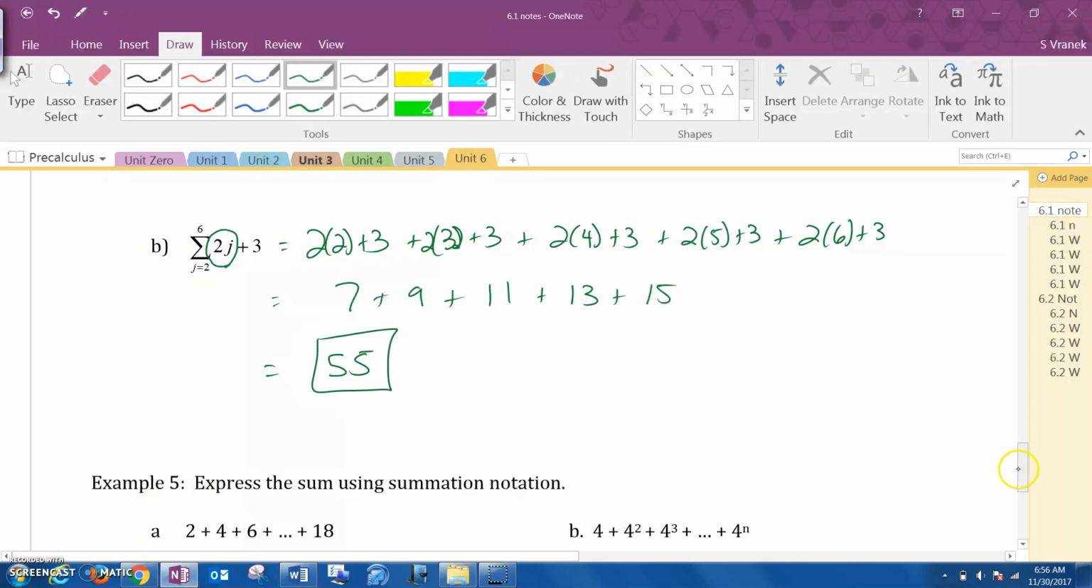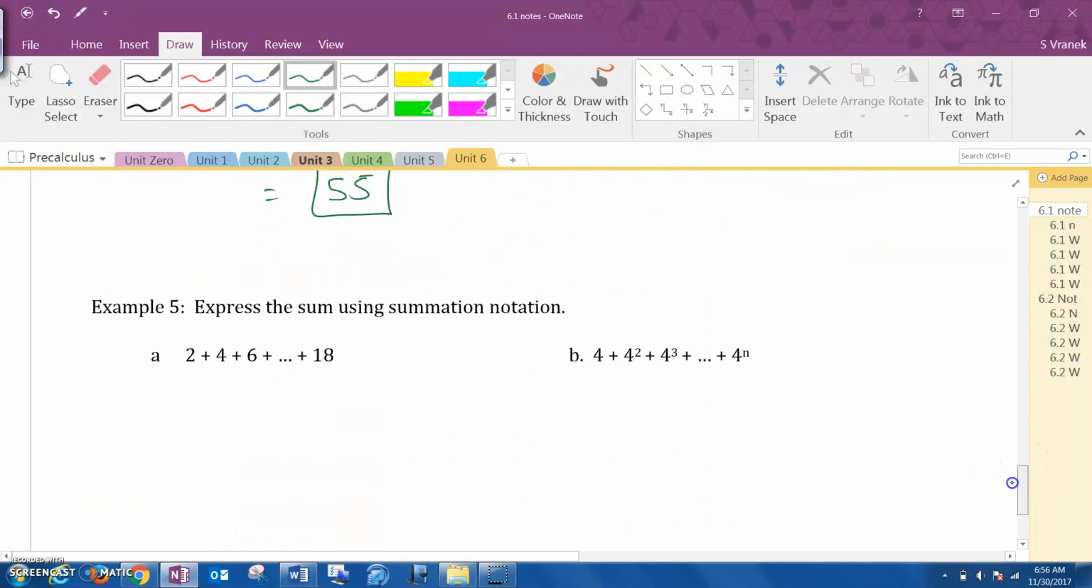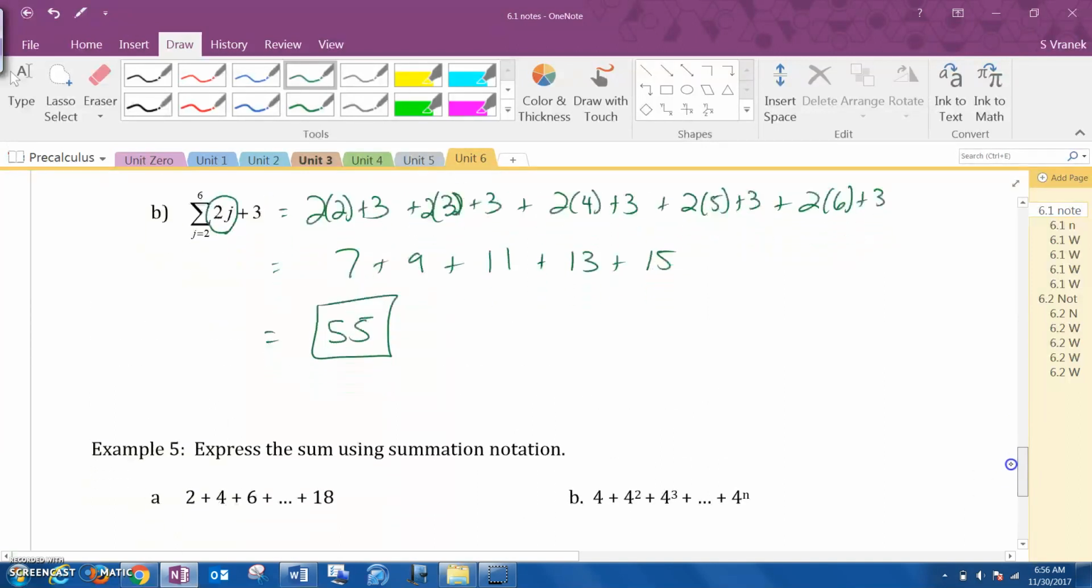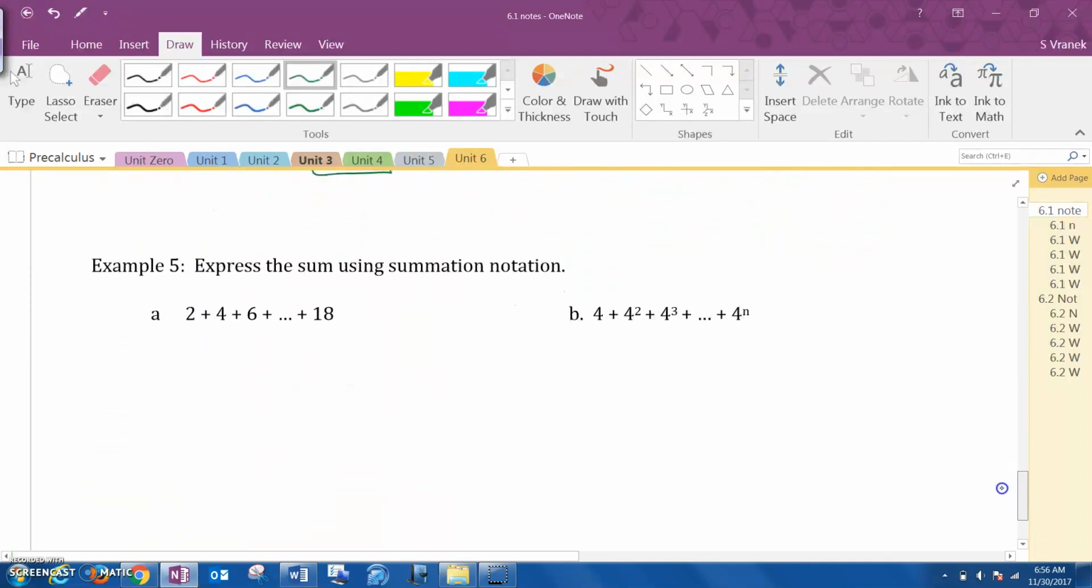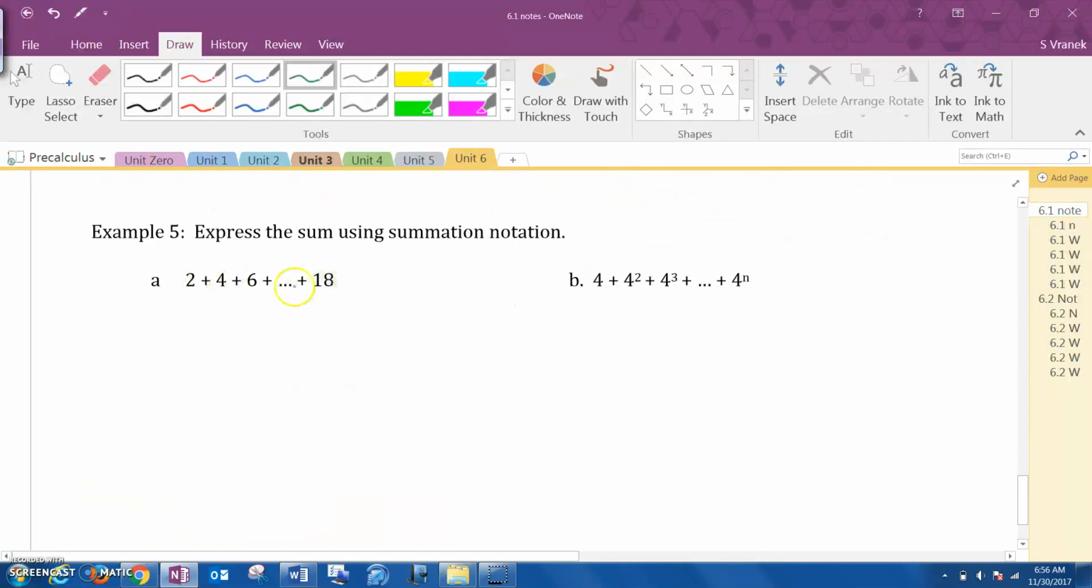So that's a summation. Now we're going to do the opposite. We're going to have to write out the summation notation. The hardest one is actually A, because you have to figure out where this is. So this is n of 1, 2, 3, ... We don't know what this is, but you can figure it out by looking at the pattern. Hopefully you guys see that this pattern is going up by 2's. This is 1 times 2, this is 2 times 2, this is 3 times 2. So the pattern is 2n.